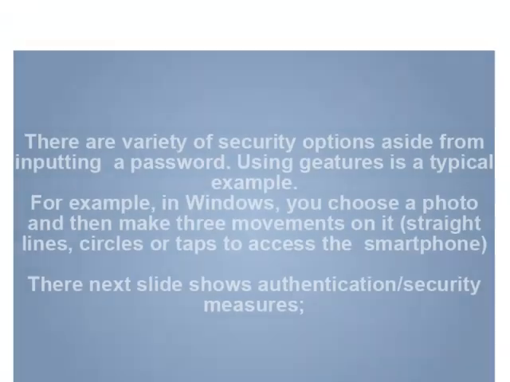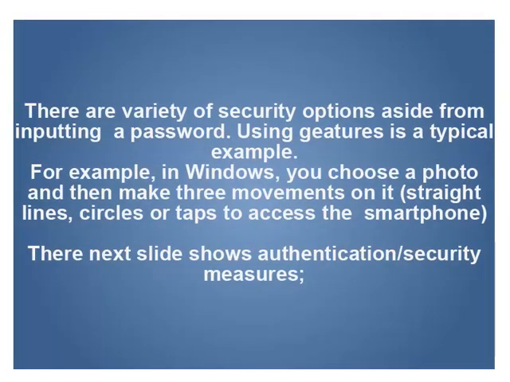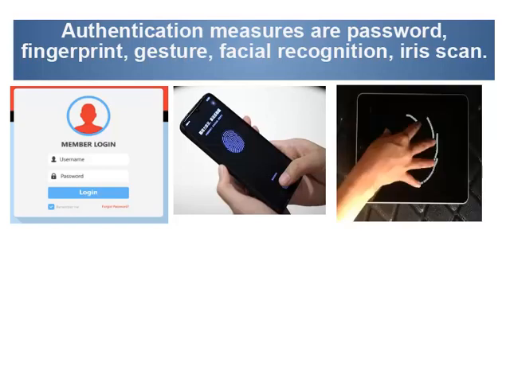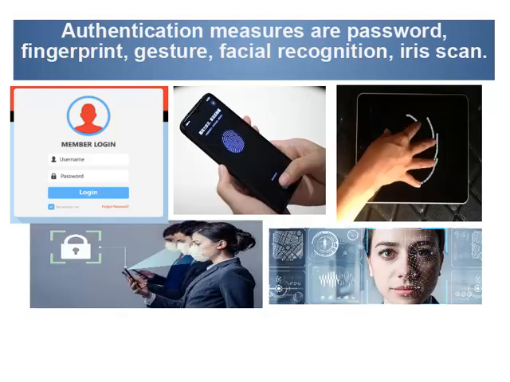There are a variety of security options aside from inputting a password. Using gestures is a typical example. For example, in Windows, you choose a photo and then make 3 movements on it, straight lines, circles or taps, to access the smartphone. The next slide shows authentication security measures. Authentication measures are password, fingerprint, gesture, facial recognition, iris scan.